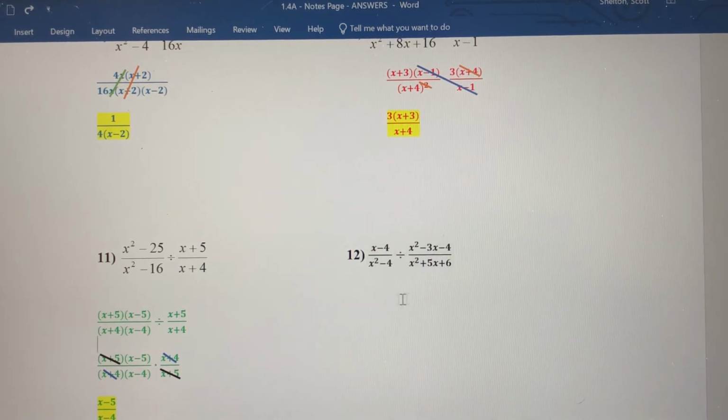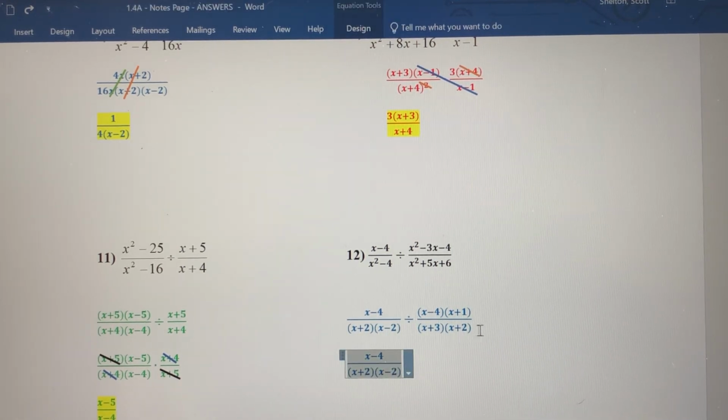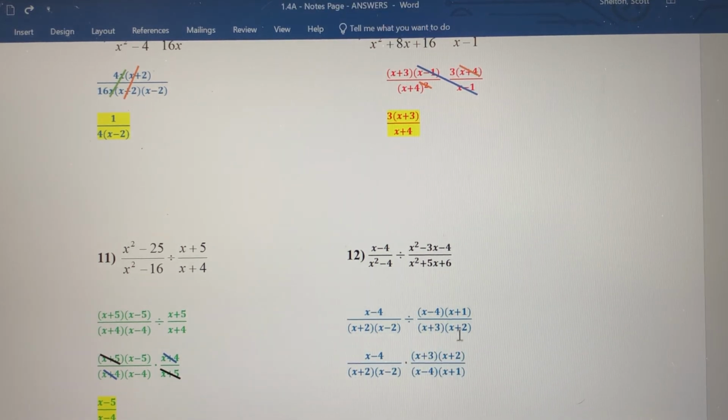In number 12, same thing. We're going to factor this. We're going to factor this. And we're going to go from there, okay? Denominator is difference of squares. That can factor as x plus 2, x minus 2. I can factor both of these quadratic trinomials. So it's going to be x minus 4, x plus 1 in the numerator, x plus 3, x plus 2 in the denominator, okay? So now I want to change division to multiplication, and I'm going to take the reciprocal of this expression. So notice that the x plus 3, x plus 2 is now the numerator. The x minus 4, x plus 1 is now the denominator.